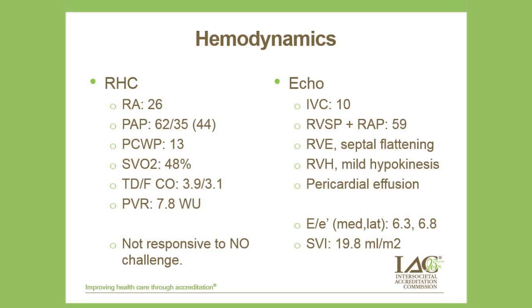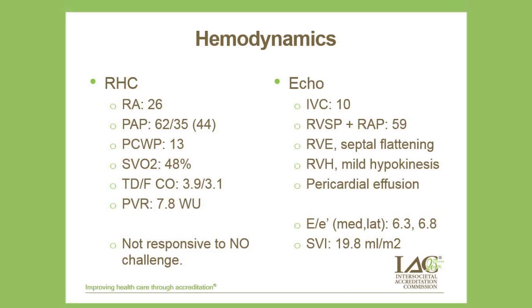Now, if you remember, her LV mitral inflow pattern showed impaired relaxation, which should indicate normal left-sided filling pressures. Her mixed venous was markedly reduced, and her pulmonary vascular resistance is 7.8. A nitric oxide challenge was given, and she did not respond significantly to the NO challenge.